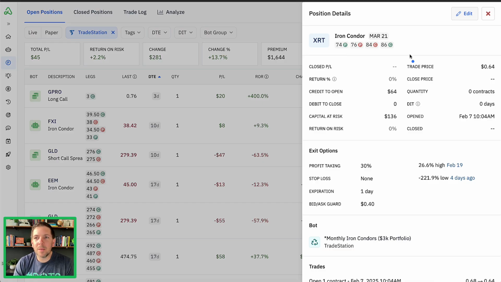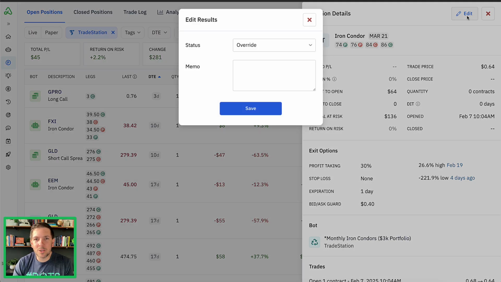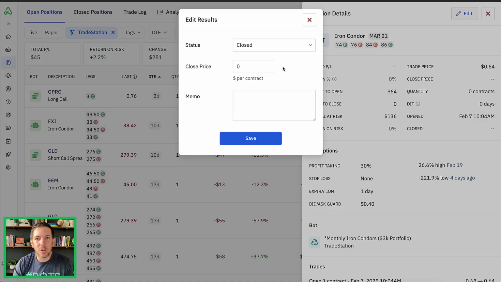When you override a position, immediately everything goes to zero because we assume that you took over full management of it. We have no knowledge of what you did to exit the position. Now, in this case, we're effectively exited from the position because I made those trades to remove the put side, and the call side expires worthless. So what we're going to do here is go into edit the position. We're going to change the status to closed because we closed.